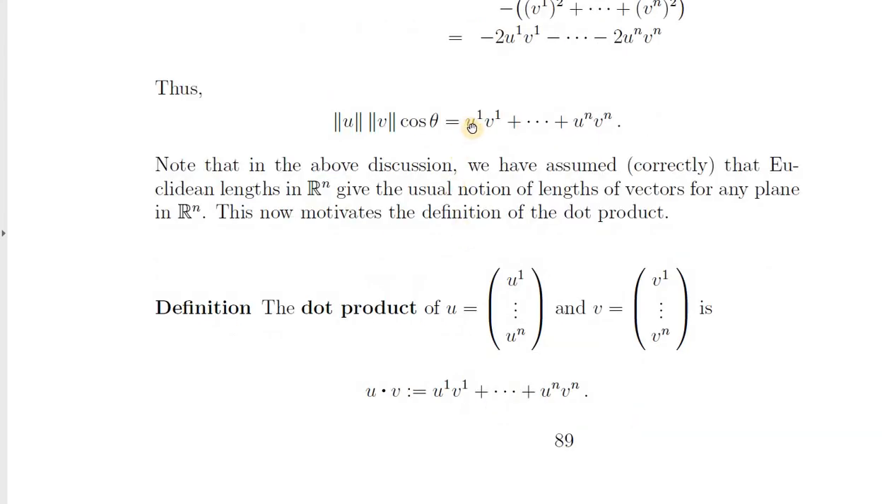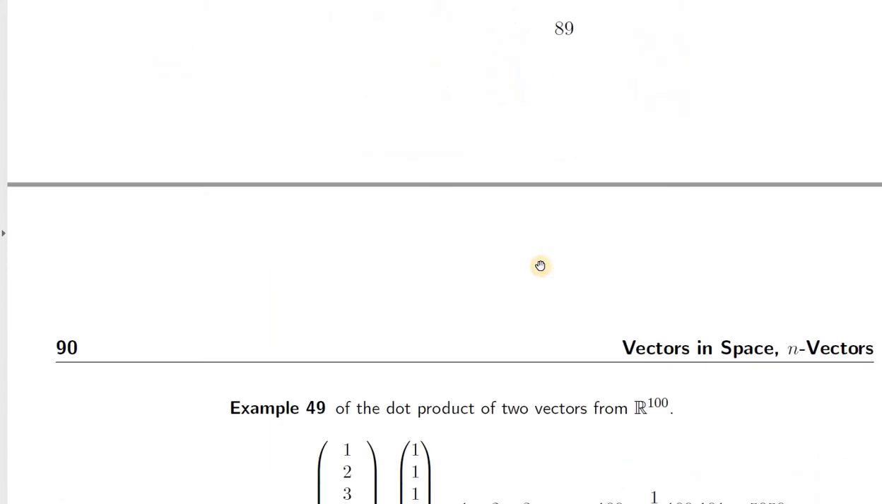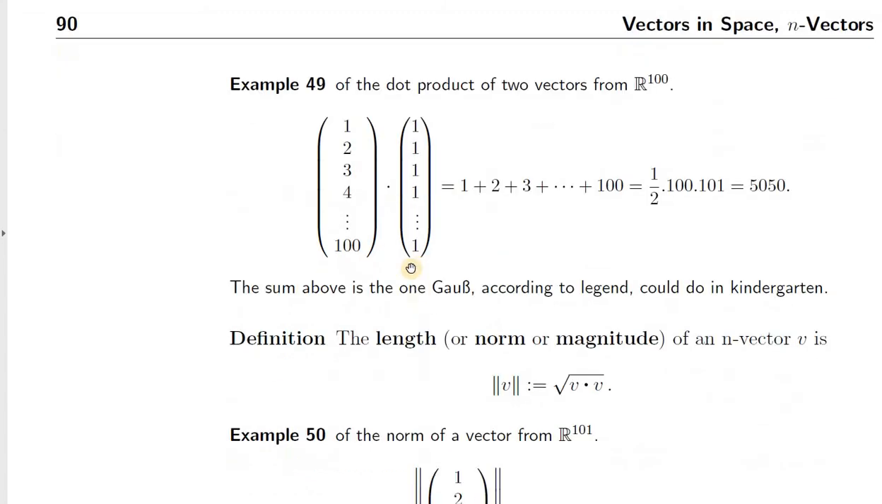Dot product is simply the sum of the products of components of the corresponding vectors. Maybe you've seen that before, but this is how we get it in an abstract setting for n-dimensional vectors. Now here we take the dot product of these two vectors, and it turns out to be 1 times 1 plus 2 times 1 plus 3 times 1, etc. So this is a sum of the numbers from 1 to 100.